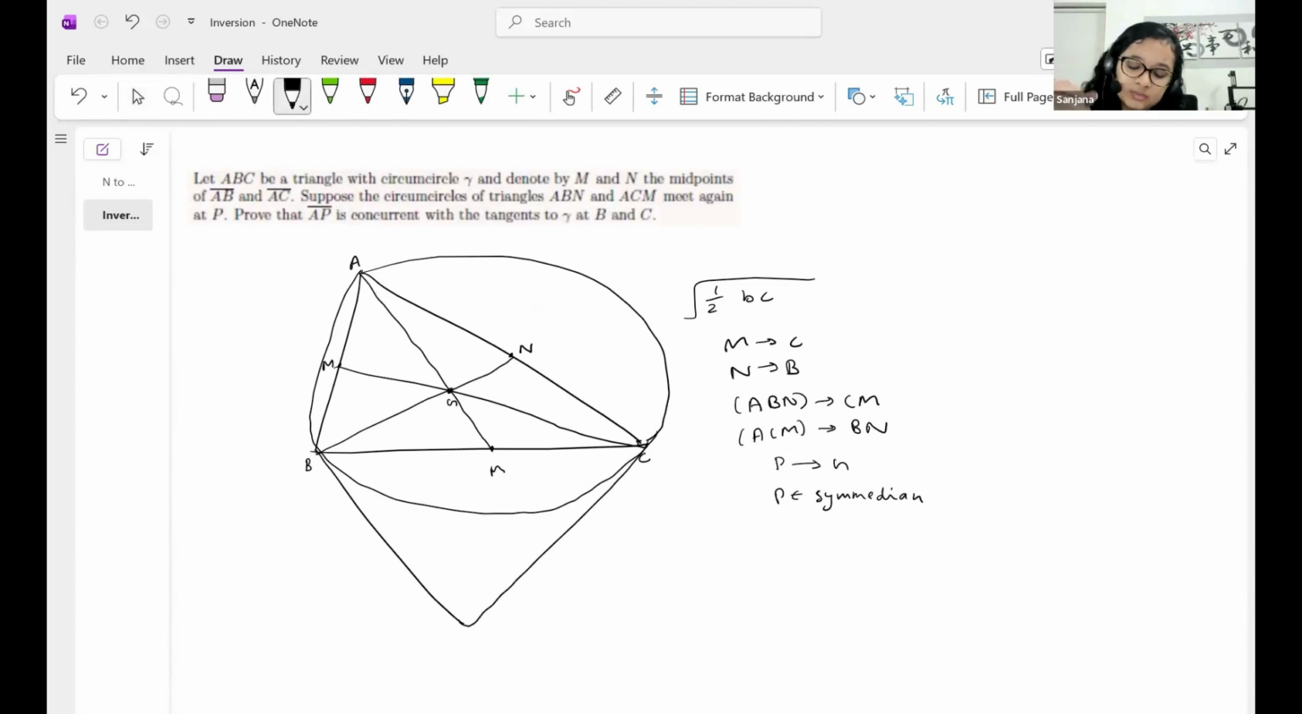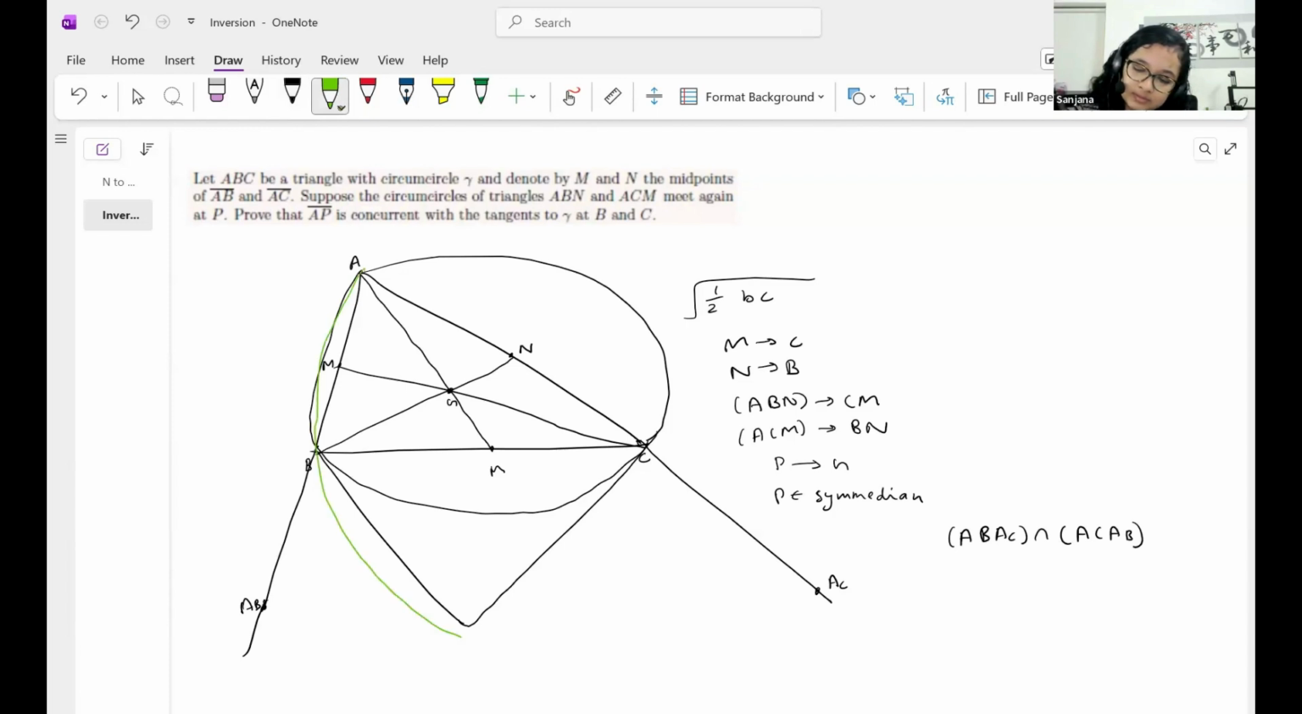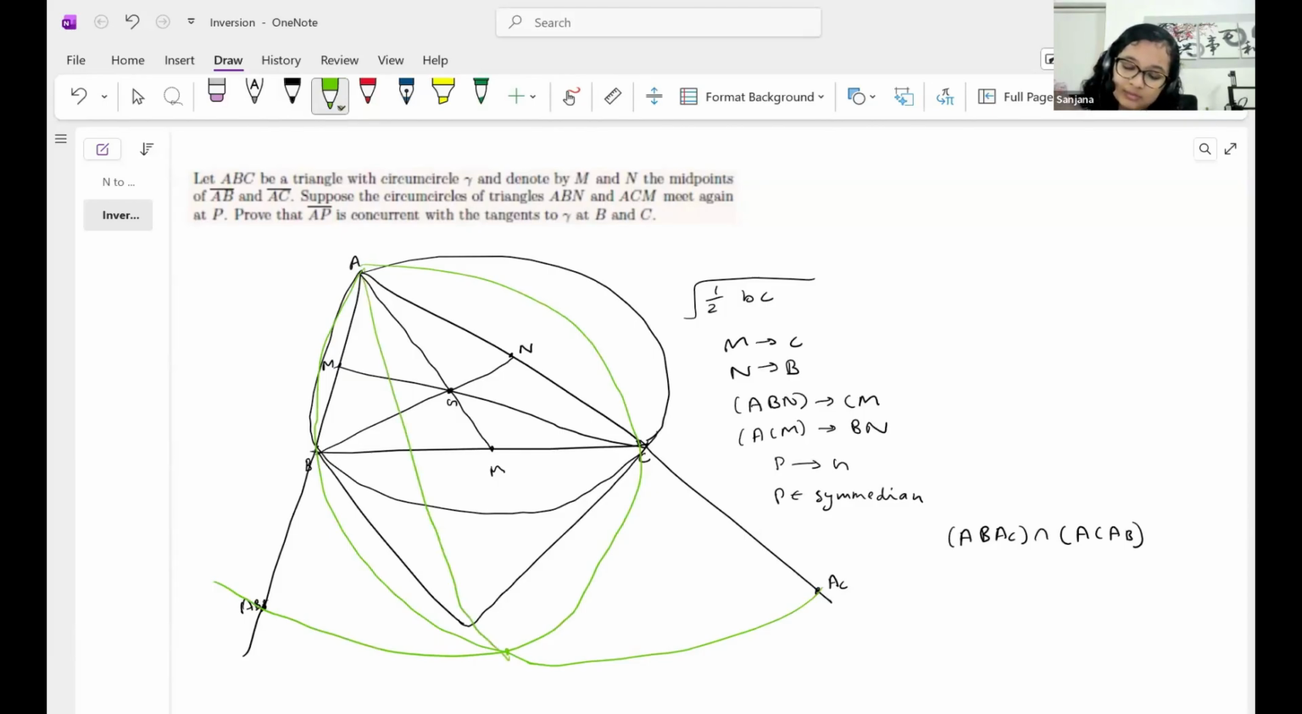In normal root BC, M would go to the reflection of A over C. So let's call this AC, and N would go to this reflection, which is say AB. And now G is CM intersect BN. So that would be basically the intersection of circles AB, AC and AC, AB. This one and this one. So it's some point here and it should lie on the median. Okay, got it.